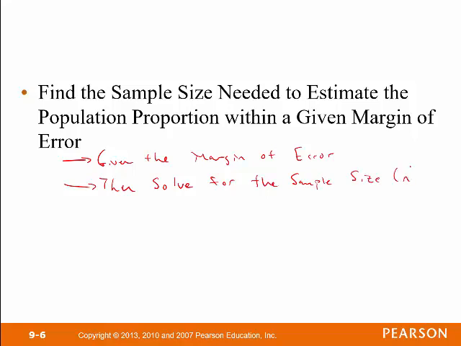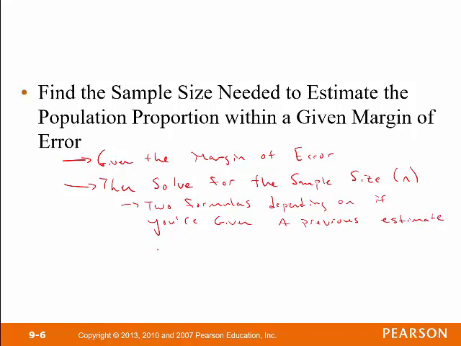Okay, and that's that. The thing with this one is going to be a little different from the previous lecture. There are two formulas for this, depending on if you're given a previous estimate for p, for the proportion. I'll do an example of each of these formulas so you can see when they'll be used.